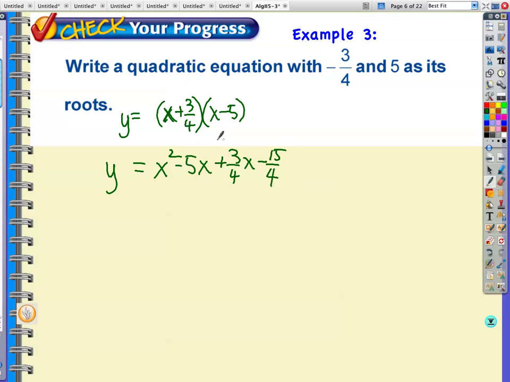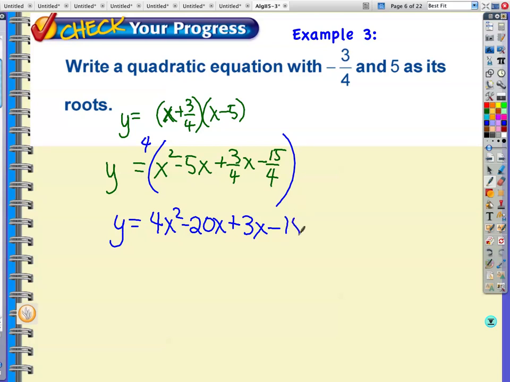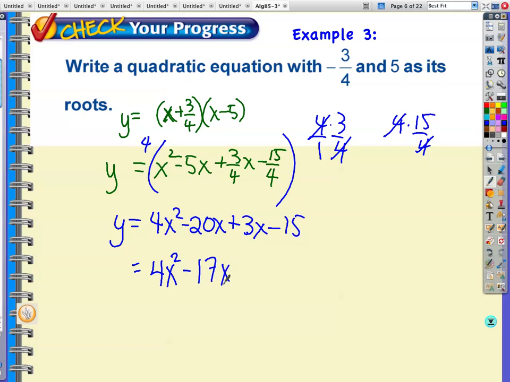Once again, I can do this crazy thing right here, combine those together, but I think I'm just going to wait. I'm going to take everything now times the denominator, and that'll allow me to not have to work with the fractions anymore. So I'm going to take it times 4. So y equals 4x squared minus 20x plus 3x minus 15. You're like, how did I get those numbers? Well, what's 4 times 3/4? Well, you can take 12 over 4, or I cancel sometimes, and then I get the 3. If you take 4 times 15 over 4, the 4's cancel, you're left with 15. All right, 4x squared minus 17x minus 15.